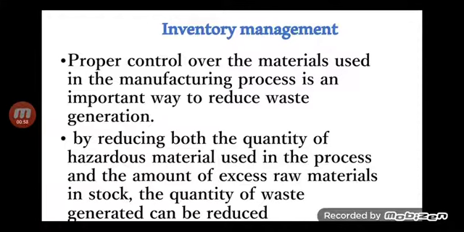Proper control over the material used in the manufacturing process is an important way to reduce waste generation. By reducing both the quantity of hazardous materials used in the process and the amount of excess raw material in stock, the quantity of waste generated can be reduced. Inventory management procedure for waste reduction must ensure that only the needed quantity of a material is ordered. This will require the establishment of a strict inventory tracking system.